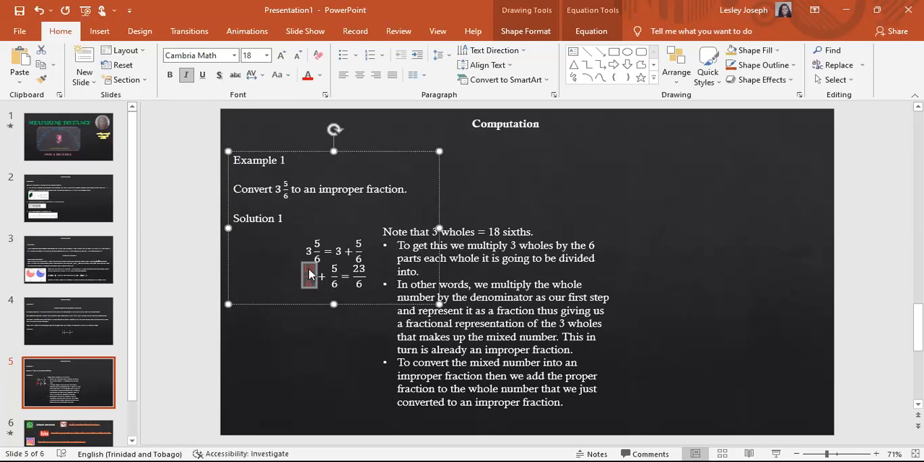This particular figure here is already an improper fraction. These are the steps we would take to turn the whole number part into an improper fraction, because the whole number is a part of the mixed number.